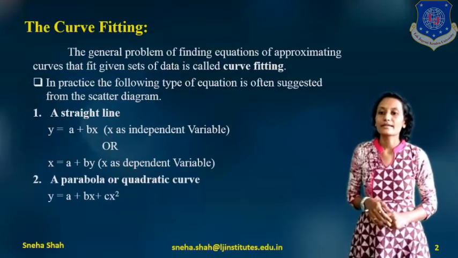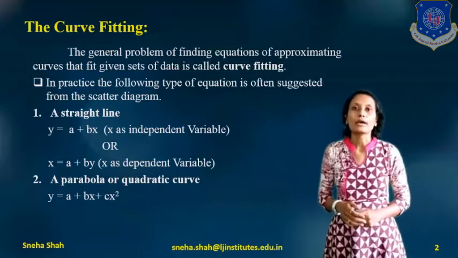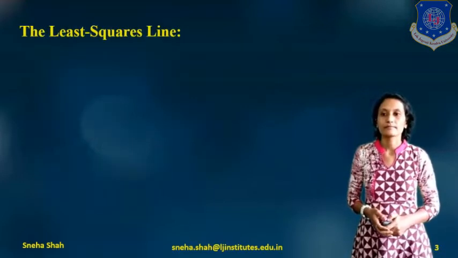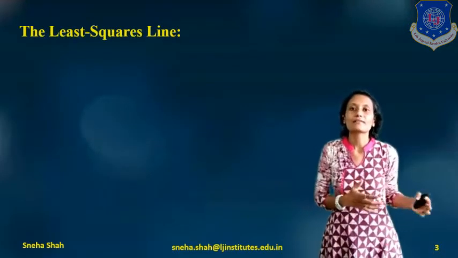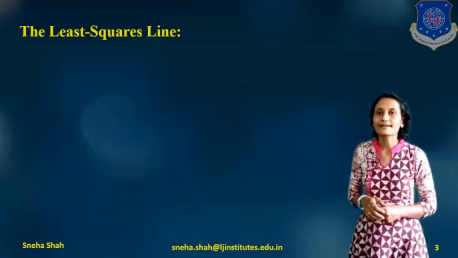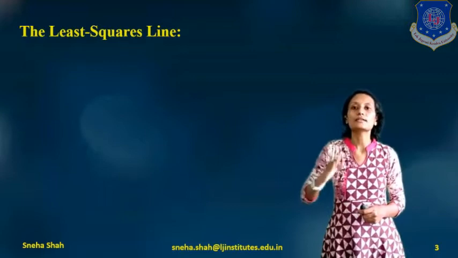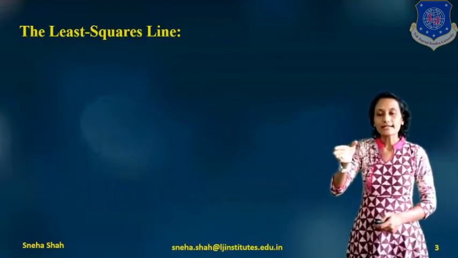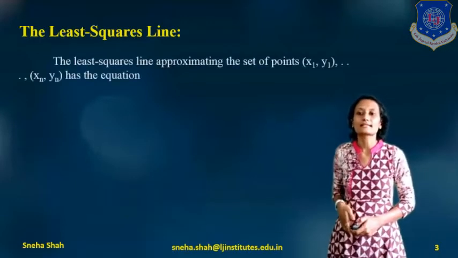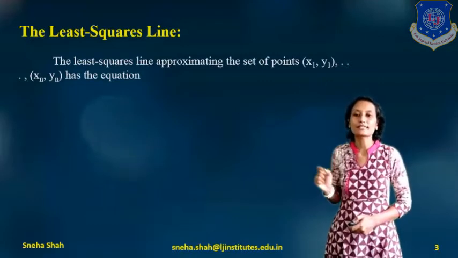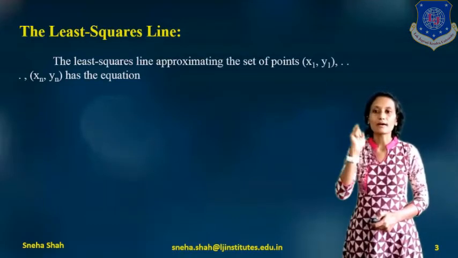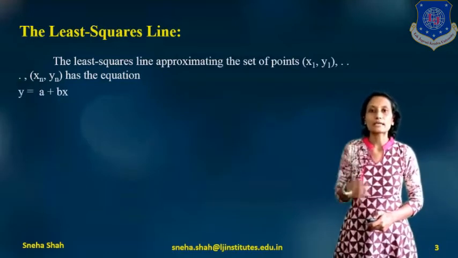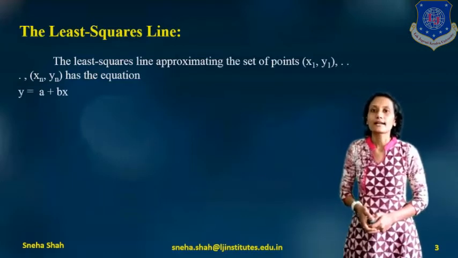Now the second type of curve may be a parabola or a quadratic curve. It will be represented as y equals a plus bx plus cx square. Now we will see these one by one, starting with the first, the least square line. It means if we put the scatter diagram in the form of a line, then it will be represented as the least square line approximating the set of points x1, y1, x2, y2 up to xn, yn. It has the equation y equals a plus bx, as I have told you.